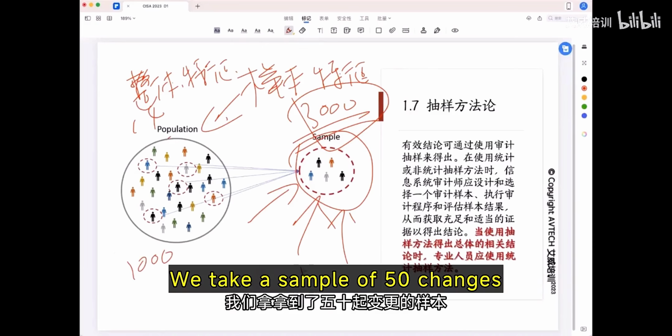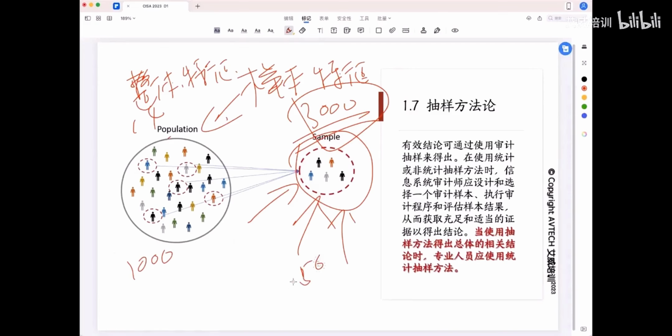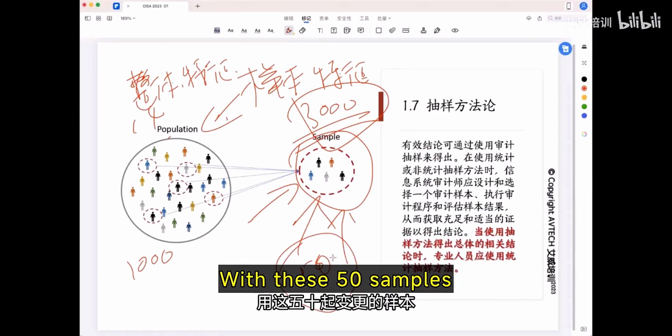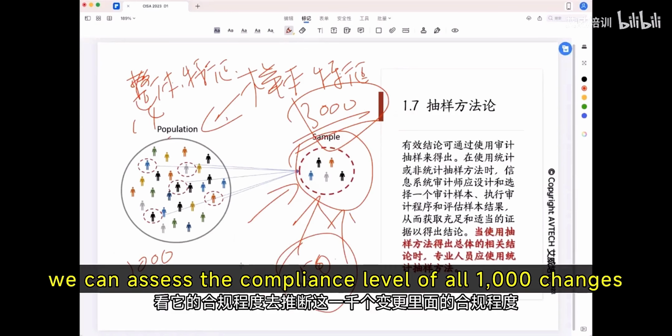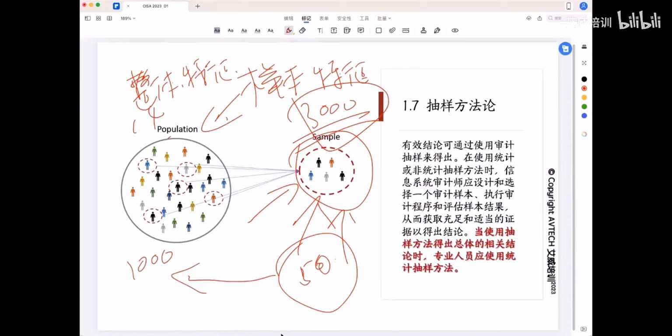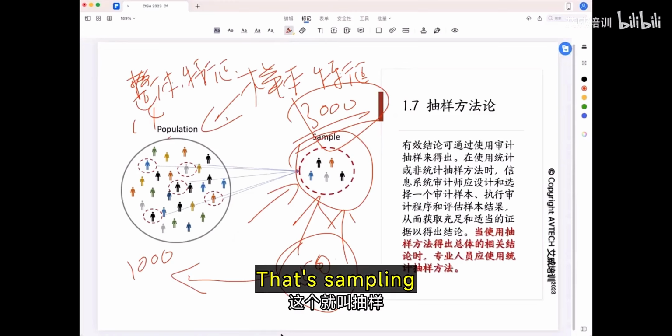We take a sample of 50 changes. With these 50 samples, we can assess the compliance level of all 1,000 changes. See, that's sampling.